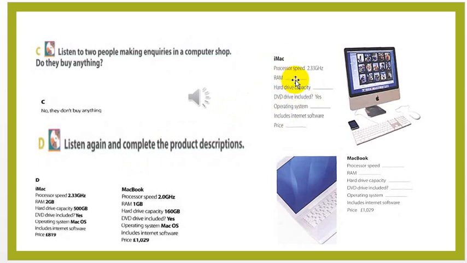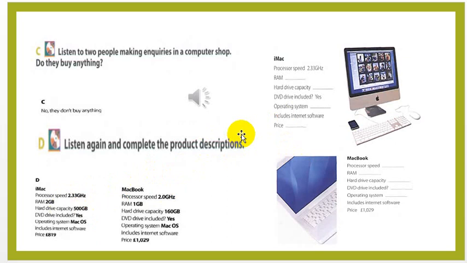Here is iMac, and we have some blanks here, and you should listen very carefully and fill in the blanks according to the listening. And here we have the MacBook model of computer. How much is the processor speed, RAM, the capacity of hard drive, DVD drive included, operating system, including internet, software, price. When you fill in the blanks, then please compare your answer with these two answer keys.